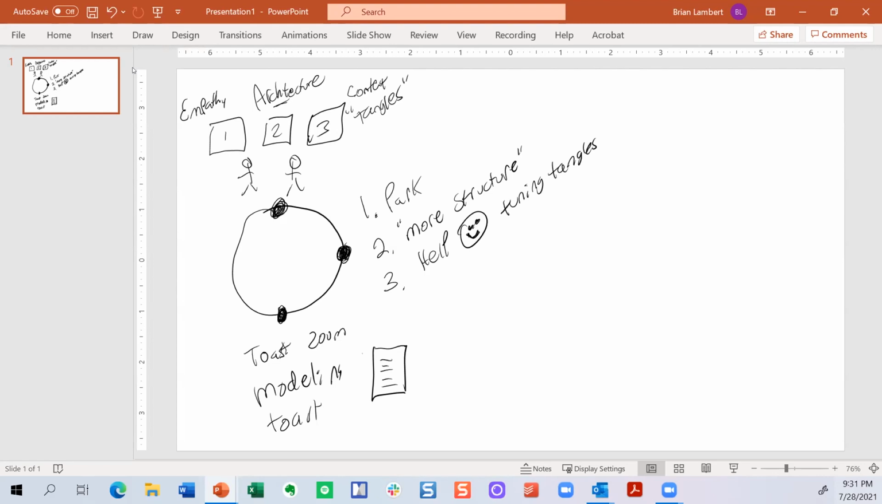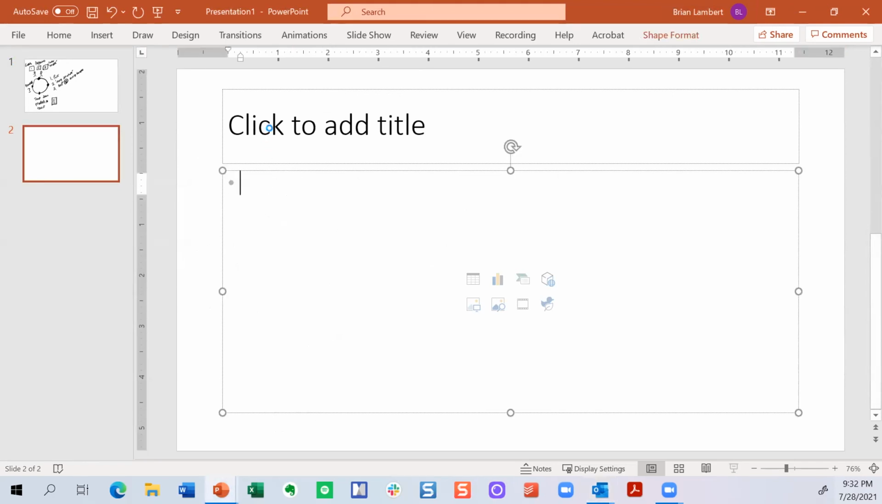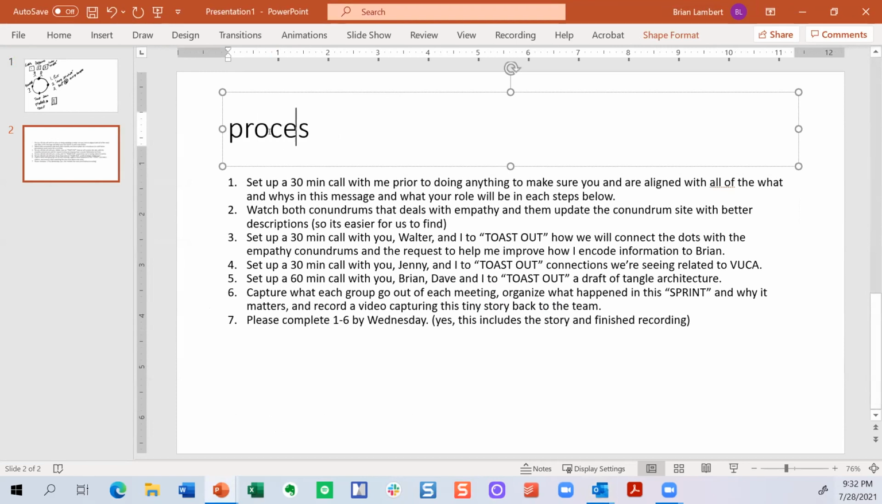And then he came up with process. And on the process piece, there's seven steps. Now, when I first saw the 7 steps, I was kind of like, well, what are these 7 steps, right? So let me grab those 7 steps here and plop them in. So this was the process piece. Set up a 30-minute call.